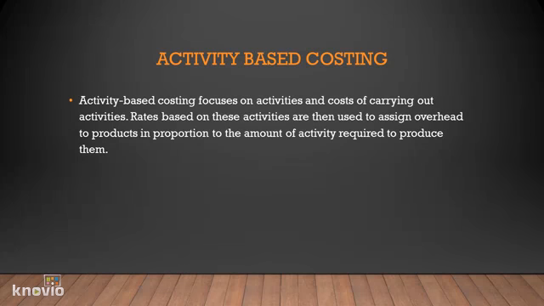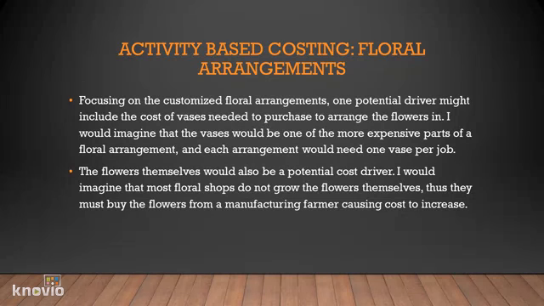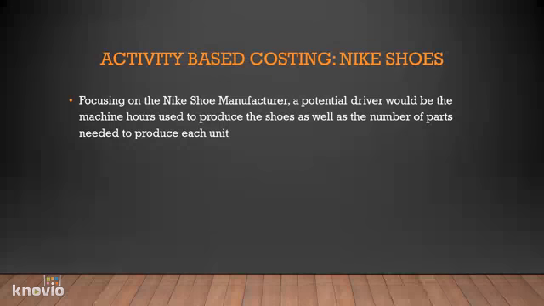A quick definition of activity-based costing is that it focuses on the activities and costs of carrying out activities. Rates based on these activities are then used to assign overhead to products in proportion to the amount of activity required to produce them. One of the potential drivers in the flower arrangement shop might include the flowers themselves as well as the vases. I would imagine that these would be a higher cost for the company to incur.